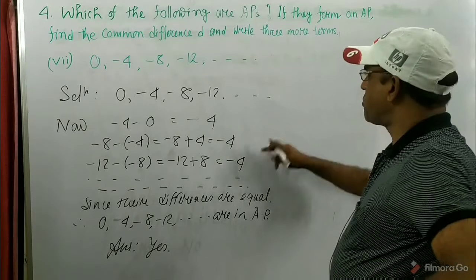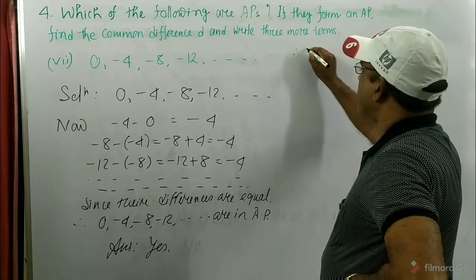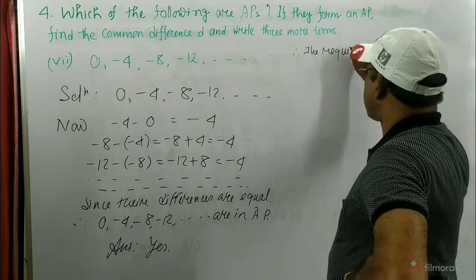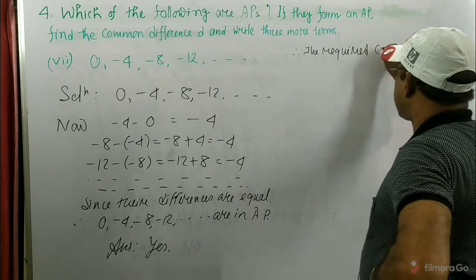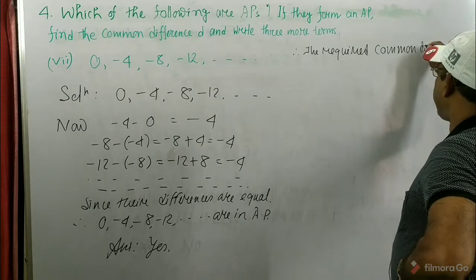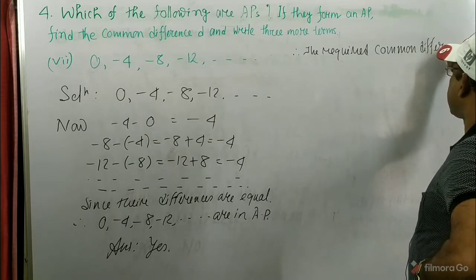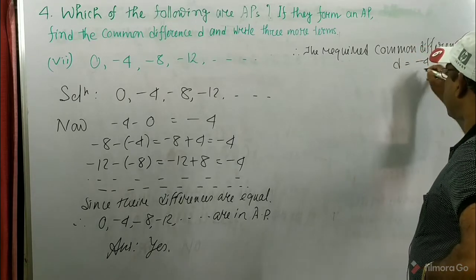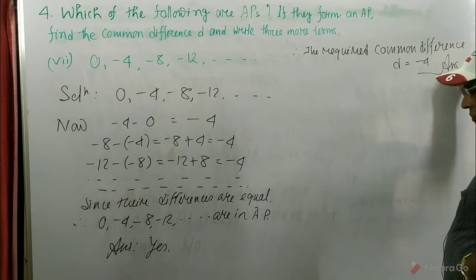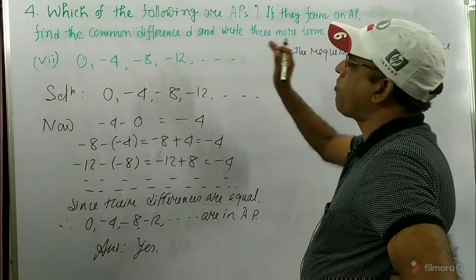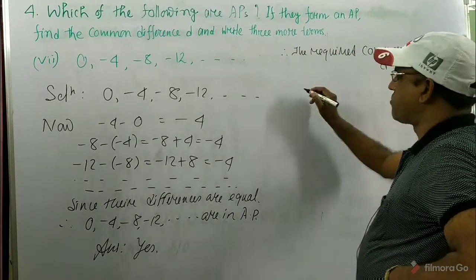Common difference is minus 4. Therefore, the required common difference D equal to minus 4. This is another answer. Now, if they form an AP, we have to find the next 3 terms.